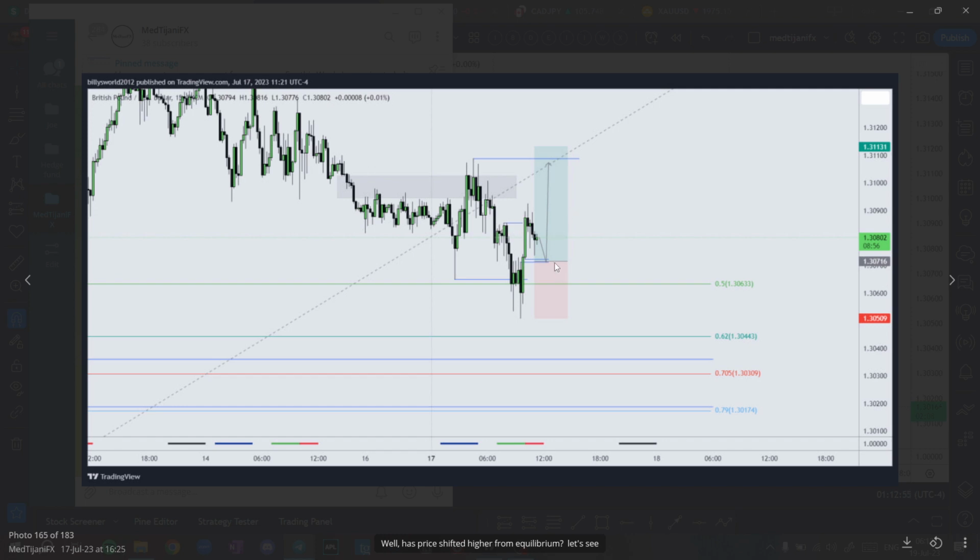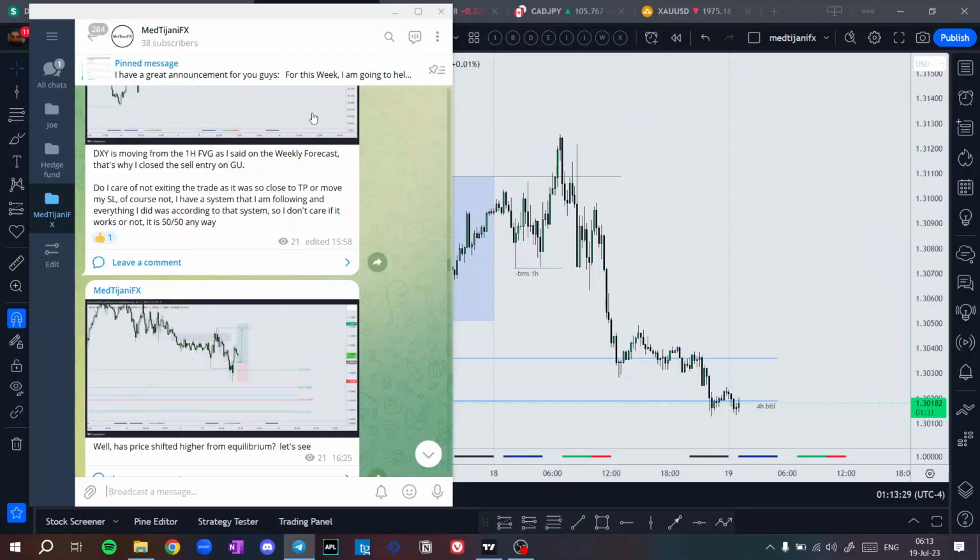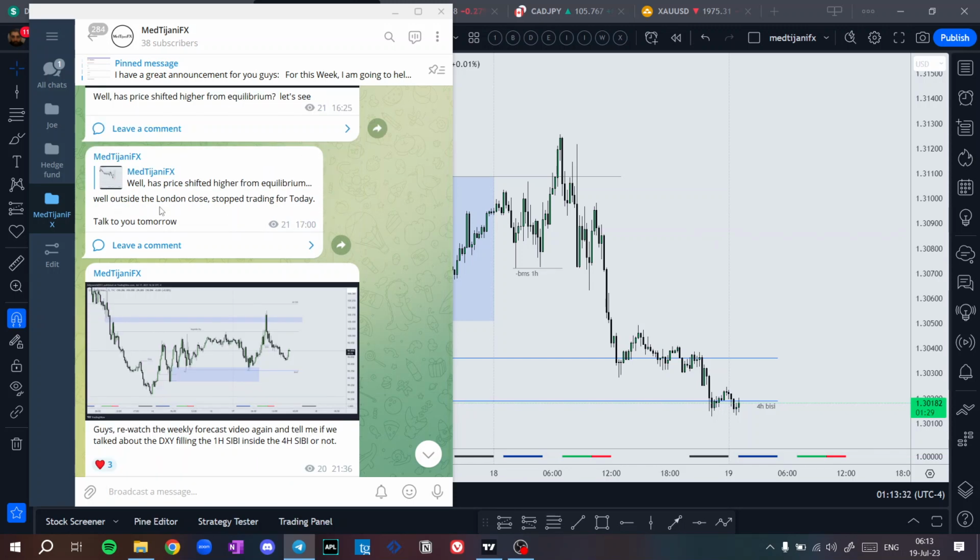I had this idea to buy, but after price retraced to my level, it was outside kill zones. It was outside my time to enter, so I didn't enter this trade. Then it shows that it was consolidating at my entry. Then on Tuesday it went higher, taking this high, then it reversed lower, taking this low here, but I didn't enter this one. So like I said, outside London close, stop trading for today, talk to you tomorrow.